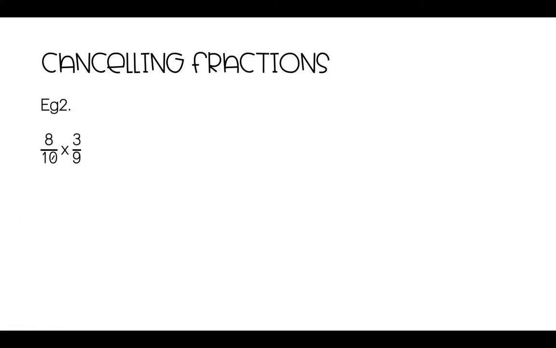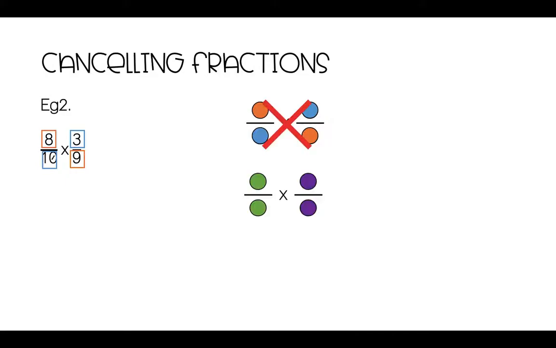Let's do another one. So again, let's look at cross cancelling. So 8 and 9. Are there any common factors of 8 and 9? Well, no. There's no highest common factor of 8 and 9 other than 1. That is the highest common factor, and there's no point using 1. 10 and 3, well again, there's no other factors other than 1 for 10 and 3. So this method here doesn't work. So we're going to move on to this method.